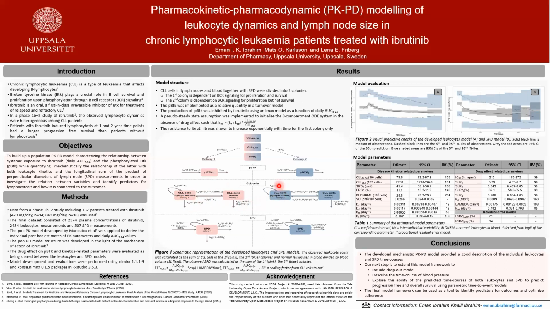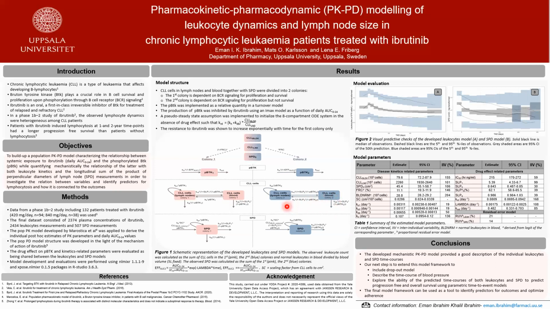While for the second colony, the exposure to ibrutinib will also completely inhibit the proliferation of the CLL cells in the lymph node, but induce the redistribution of the cells and inhibit their homing to a lower extent, given the model estimated parameters. And it will induce the death or the apoptosis of the cells in the blood only, but not in the lymph nodes.